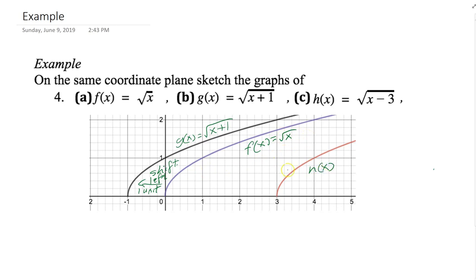And then h of x is our red graph, and notice here it shifts the original function right by 3 units. So notice what happens when we are subtracting in the domain, performing a function transformation of a minus: there's a shift to the right. And when we have a plus, there is a shift to the left.